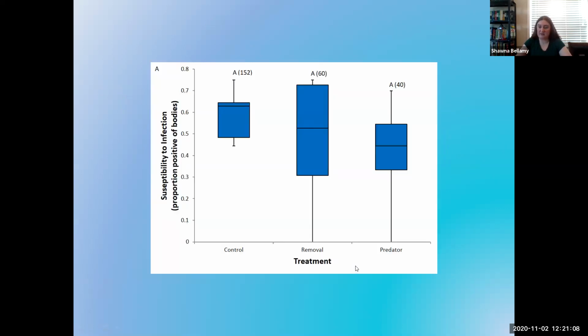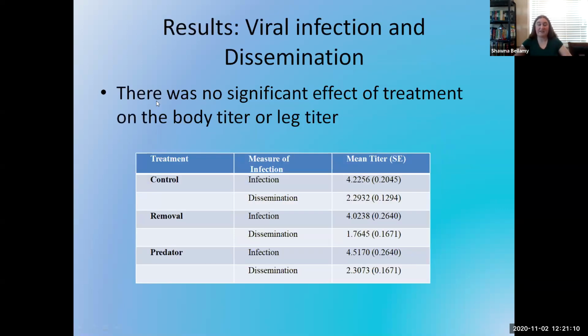As you can see, on the right-hand side of the table, I have the mean titers and the standard errors. All of the infection titers fell within about 0.5 of each other, and all of the dissemination titers fell within about 0.5 as well.